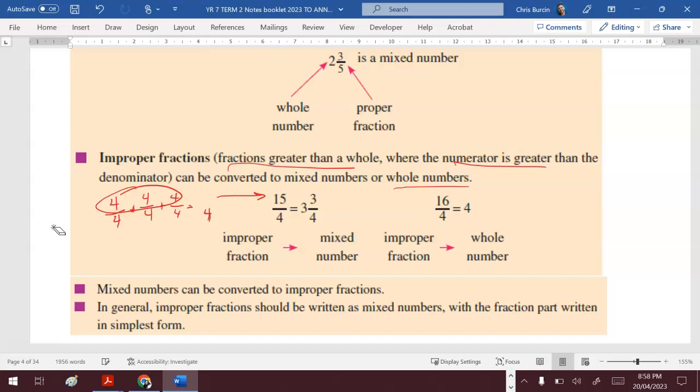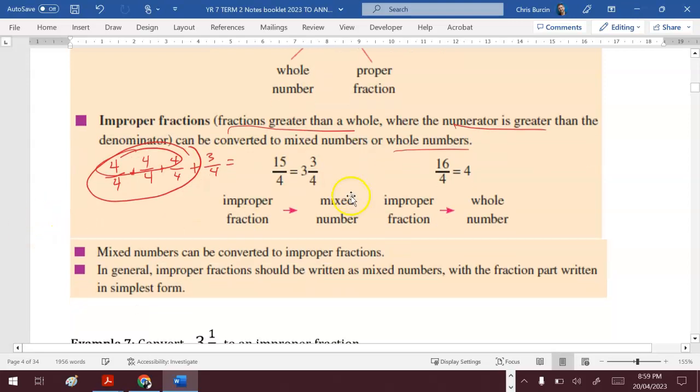So 15 fourths, this is how I like to think of it, you might be different than me, is 4 fourths plus 4 fourths plus 4 fourths plus 3 fourths. That will give us a total of 15 fourths. These make whole numbers, 1, 2, 3, and that makes the 3 fourths.